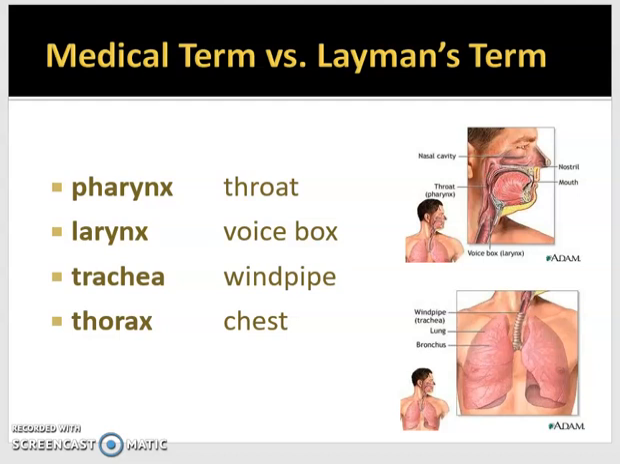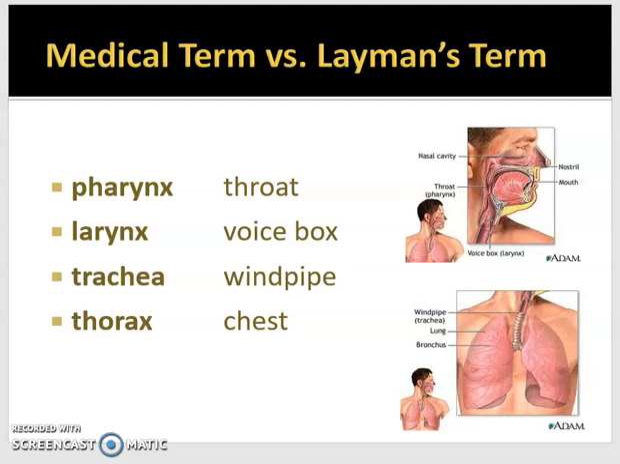We're also going to be looking at the medical terms versus the common terms that we use. So if we look at this list here, you see the medical term on the left and the common term on the right. And don't worry about getting all these right now because we're going to cover these a couple times in this presentation. So pharynx is our medical term for throat.